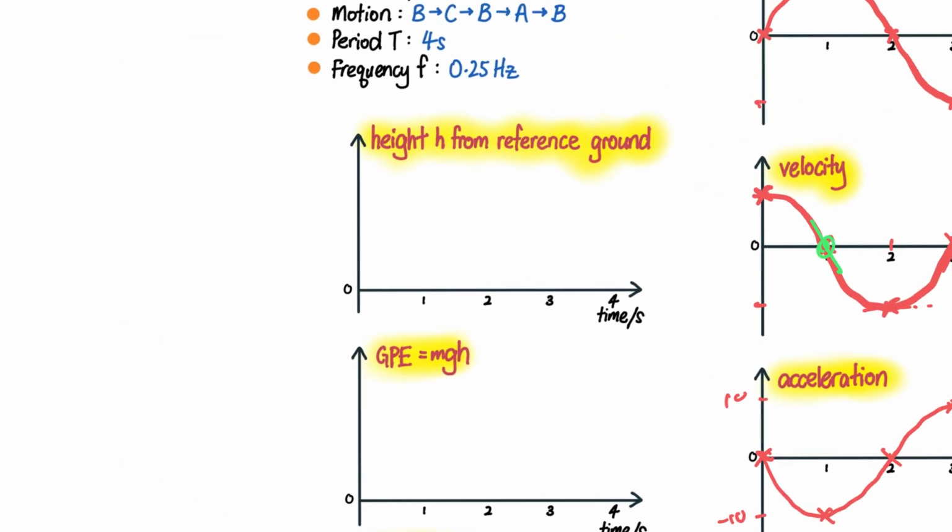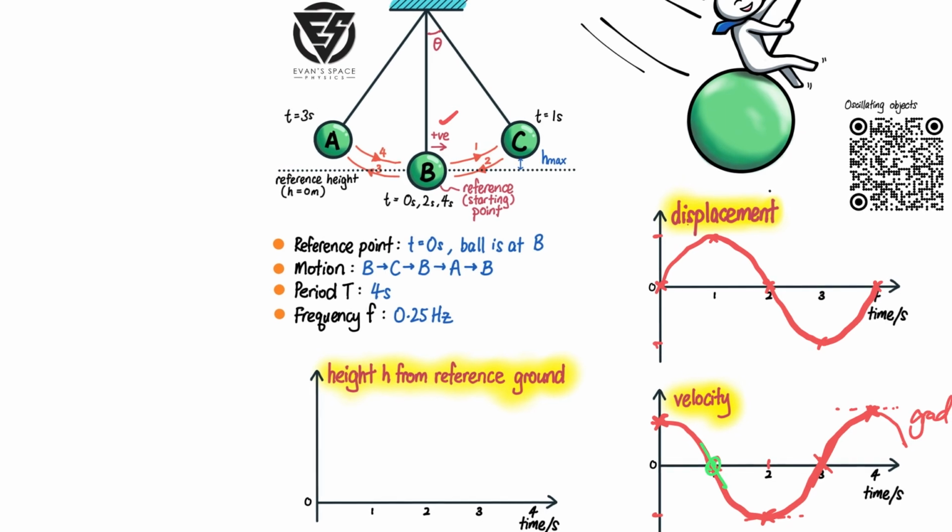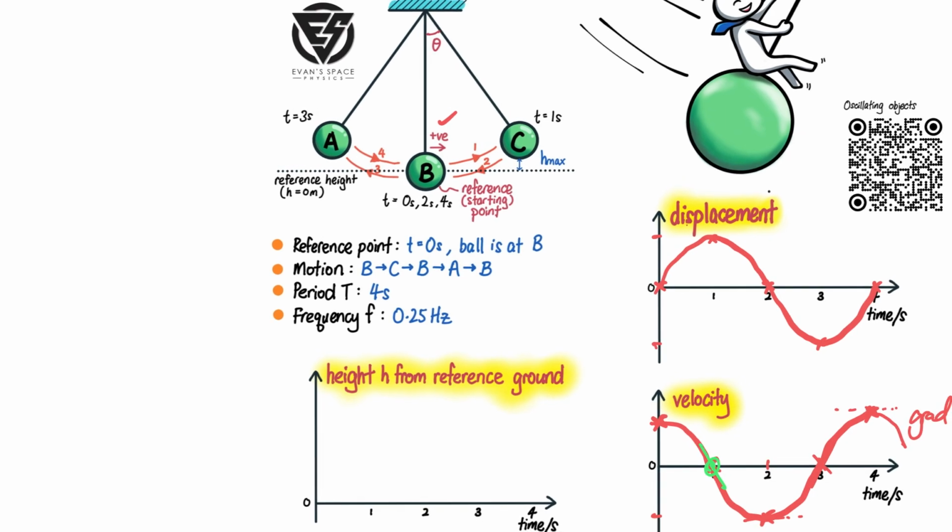Next, let's go to the height time graph. Now from the diagram, as mentioned, at time equals 0, B is at its original position and B will be the reference height. There's no height here, so it will be 0. At time equals 1 second, when it's at point C, the height is the maximum. Time equals 2 seconds, it goes back to point B, no height. And then at 3 seconds, it will be the highest height from the reference ground, and then go back to B again. So the height time graph will basically look like this.